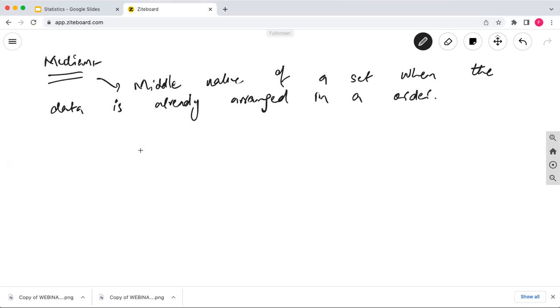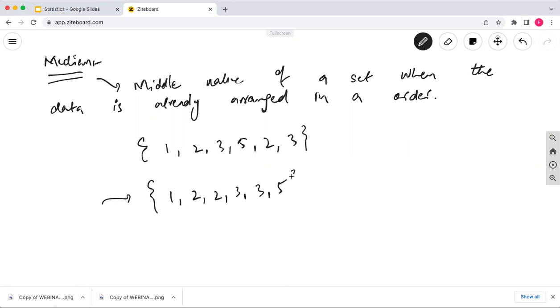For example, if we have a set having values 1, 2, 3, 5, 2, 3, and if I ask what is the median of that set, first of all, I need to arrange this. If I arrange it in ascending order, in increasing order, first one is 1, second is 2, again 2, 3, 3, and 5. Now, median is a middle value, right? So how many values? 1, 2, 3, 4, 5, and 6.